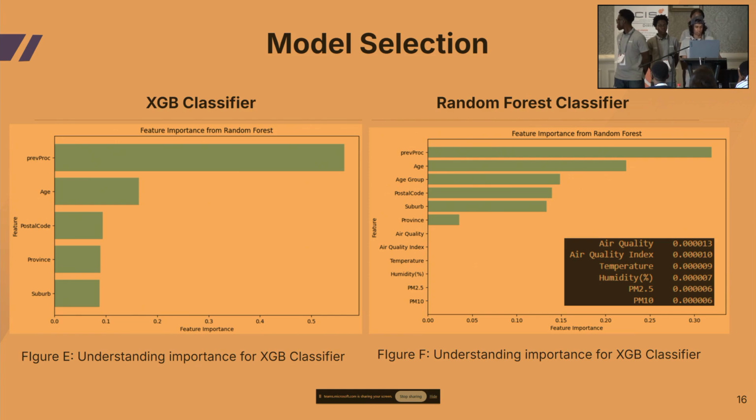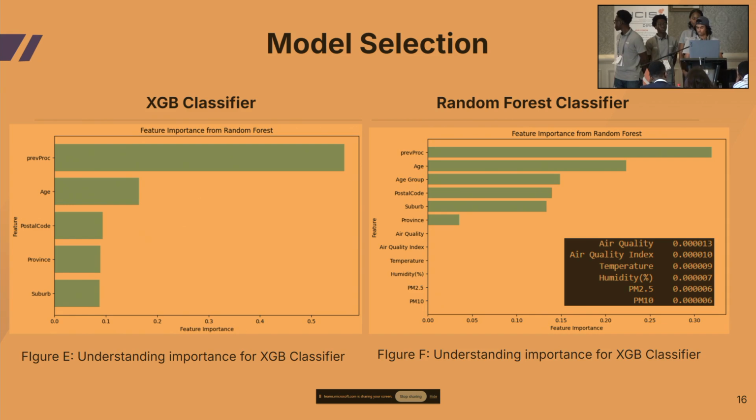For each model, we use a combination of features. For the XGB classifier, we use previous procedure, which is, if a client is coming back for a recurring claim or treatment, we want to know what the previous procedure was that they were prescribed. Same with age, postal code, province, and suburb. What this diagram illustrates is that knowing the previous procedure is the most important feature that helped the XGB classifier to rank the top 3 treatments.